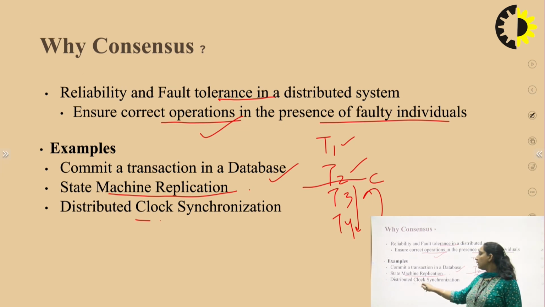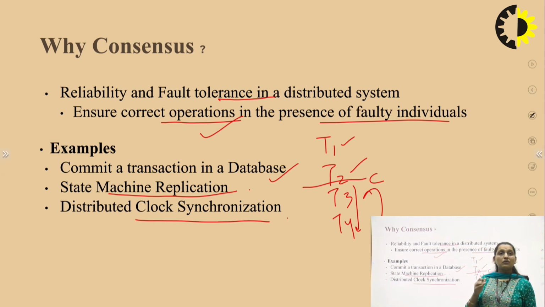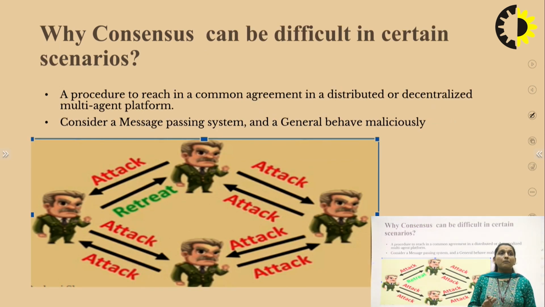Next is distributed clock synchronization. We have to know which clock is working and which clock is not, and we have to synchronize according to a clock. So in anything we use, decentralized or distributed, we have faulty nodes also. In that scenario, we have to make sure that we arrive at a correct result accordingly. This is the problem of why consensus is difficult in certain scenarios. It's an example, an example from the military also.